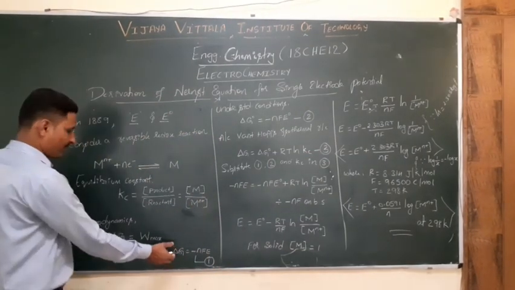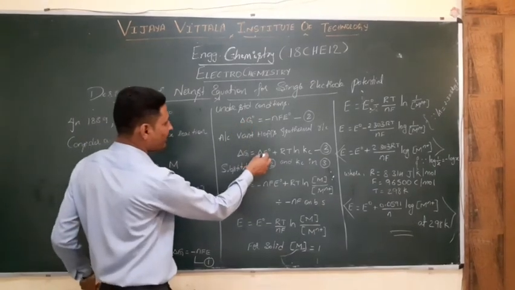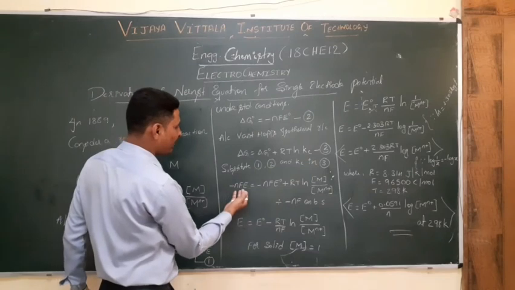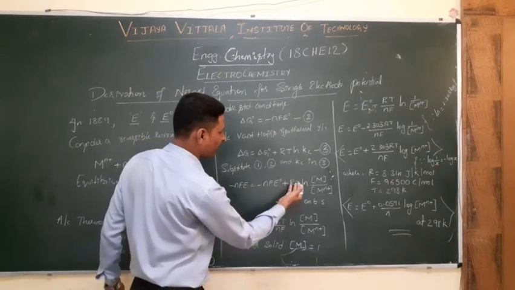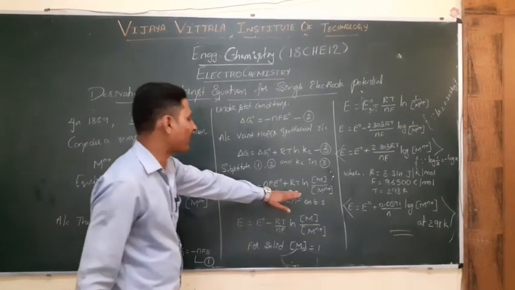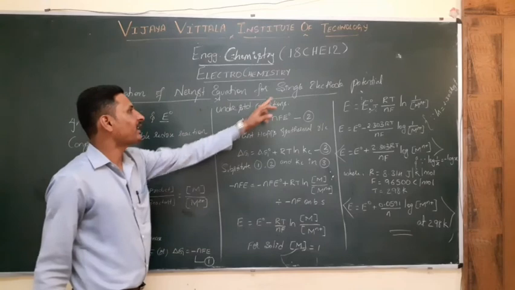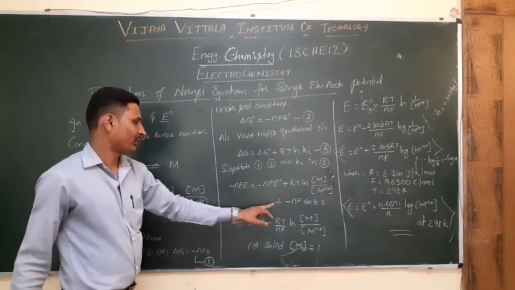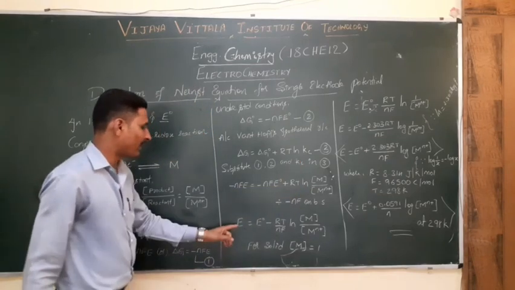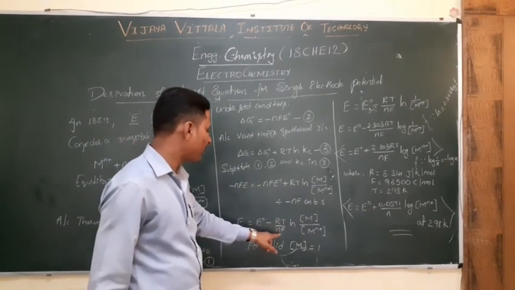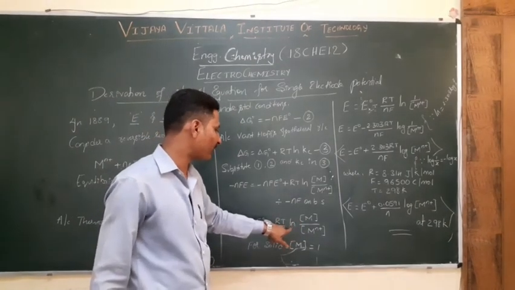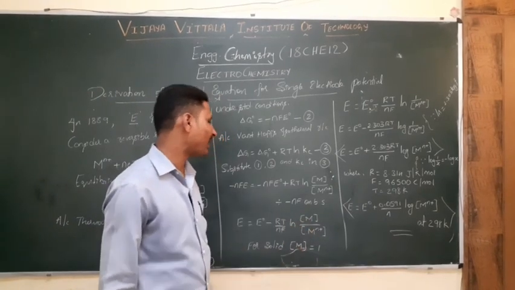Then we know the values of delta G naught and Kc. So substituting in the above equation, we will get minus nFE equals minus nF E naught plus RT ln molar concentration of metal by molar concentration of metal ion. And we need to calculate the single electrode potential value E. So dividing by minus nF on both sides, LHS and RHS, we will get E equals E naught minus RT by nF into ln of molar concentration of metal by metal ion.